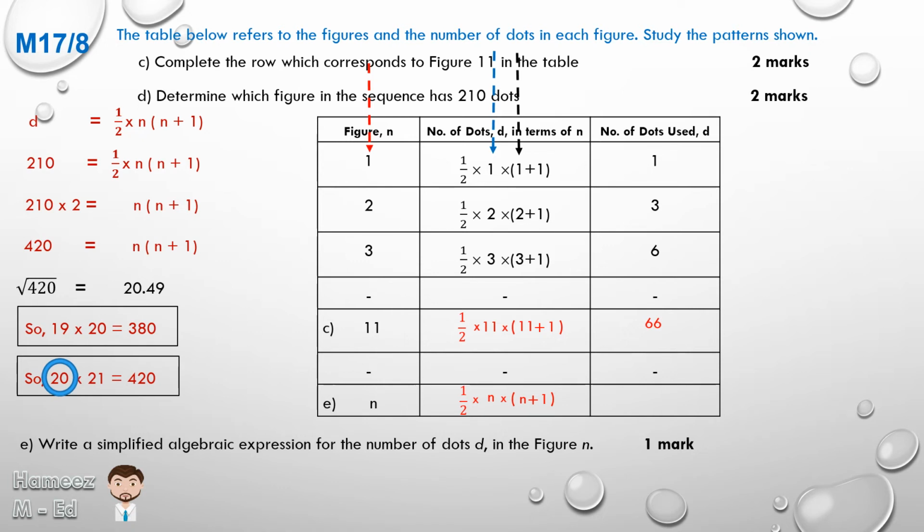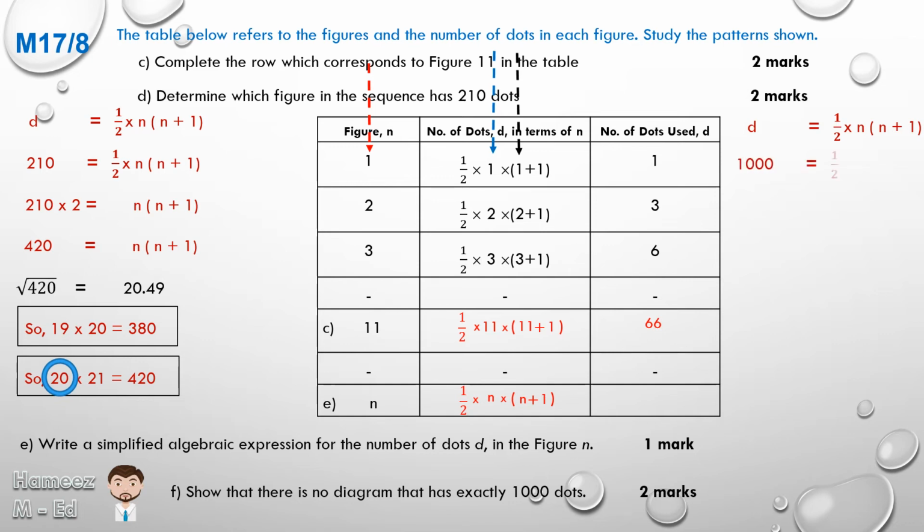Right. Let's solve for part F, the last part of the question. Show that there is no diagram that has exactly 1,000 dots. Since we have a formula already that D is equal to a half times n times n plus 1, we can use that just as in part D. So 1000 is equal to half times n times n plus 1. Let's do something similar. Carry the half across. So 1000 times 2, which is 2000, is equal to n times n plus 1.